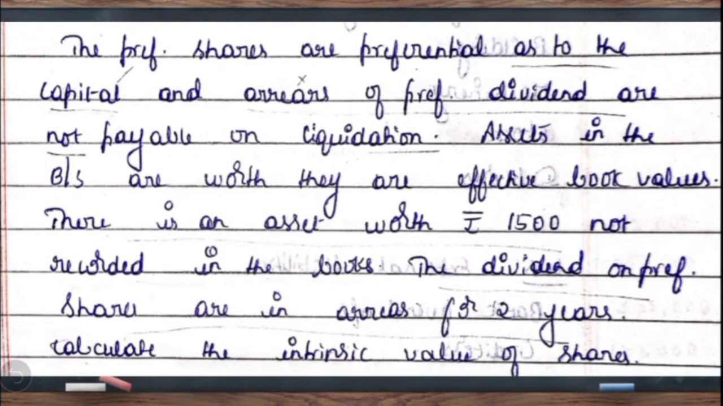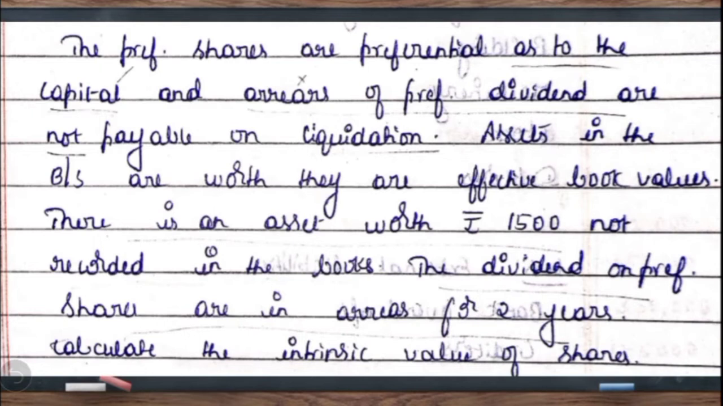In the paragraph, it is given that the preference shares are preferential as to the capital and the arrears of preference dividend are not payable on liquidation. Assets in the balance sheet are worth their effective book values. There is an asset worth rupees 1,500 not recorded in the books of accounts. The dividend on preference shares is in arrears for 2 years. Calculate the intrinsic value of shares. So this is the first question.